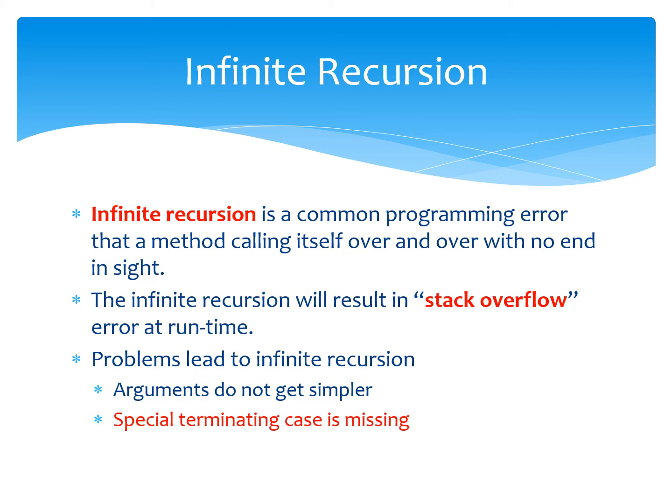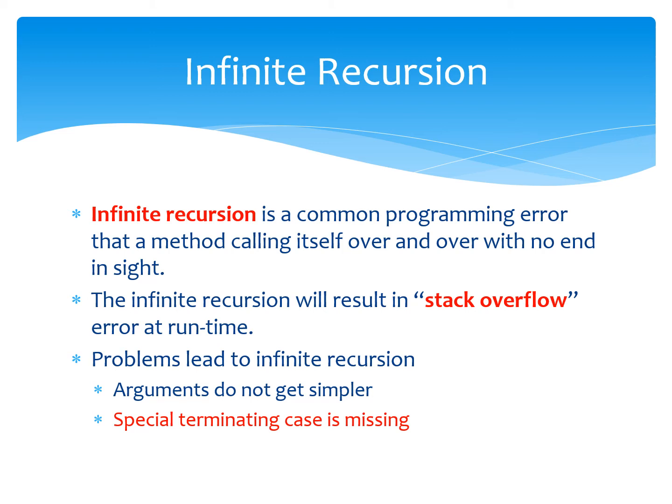In the function call, we should detect that we have reached the terminating case 0 and should stop calling the function. In the above example, if we forgot to reduce the number to the next function call, the argument is never decremented and thus never reaches the stopping condition 0. This type of problem is referred to as arguments do not get simpler.